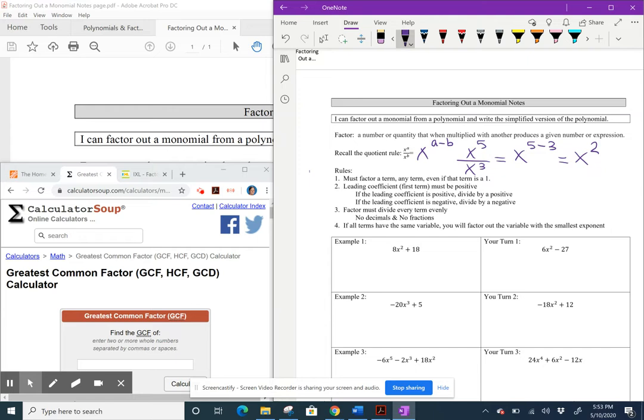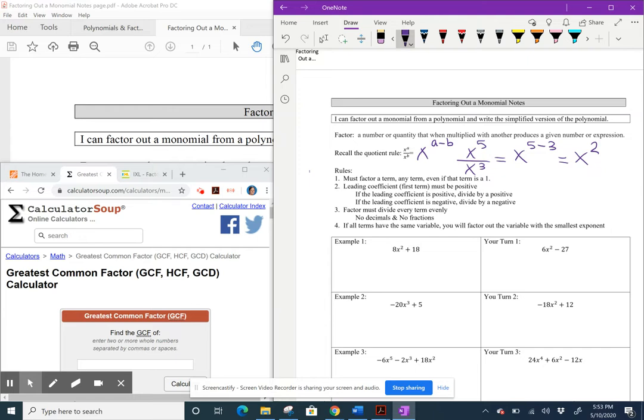Now, the rules of factoring. If you use some type of website, they may not follow these rules, but we need you to. You must factor a term, any term, even if that is a 1. Some things are not factorable, but for this lesson, if it's not factorable, please just take out a 1. The leading coefficient, the first number of the first term, must be positive. So if the leading coefficient's positive, then you're going to divide by a positive. If the leading coefficient's negative, then you're going to divide by a negative.